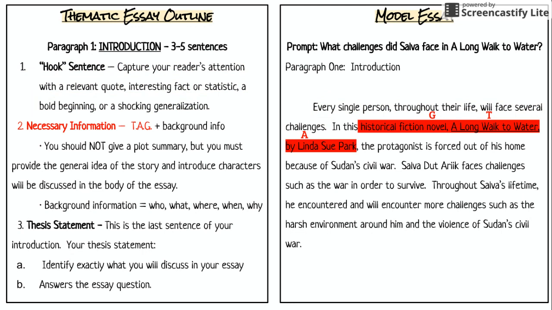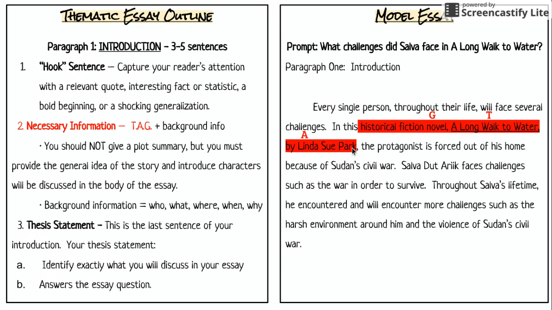Okay, now that you have a nice hook sentence, let's look at step 2. For step 2, you need necessary information. The first part of necessary information is title, T, author, A, genre, G. Looking at this model essay, I've highlighted in red the title, author, and genre. Now, as you can see, it does not have to go in that order. So in this example, it has the genre first. So it says historical fiction novel, A Long Walk to Water by Linda Sue Park.